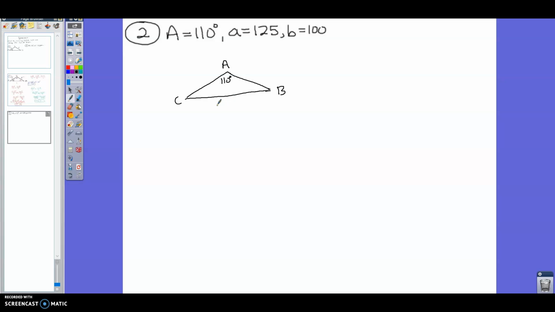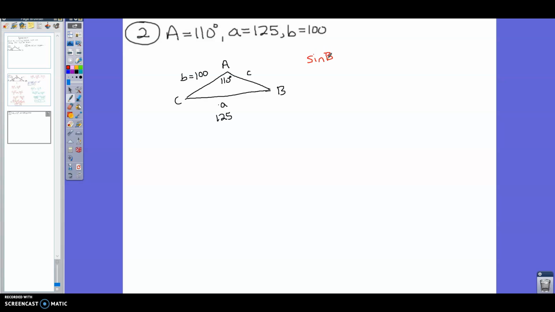So we're going to fill out what they gave us. So side A is over here, which is 125. And side B is across from angle B, which is 100. So what we're needing to find is side C, angle B, and angle C. So the first thing that we got to find, since we don't have either angle C or side C, we can't find that first. We got to find angle B in this case.